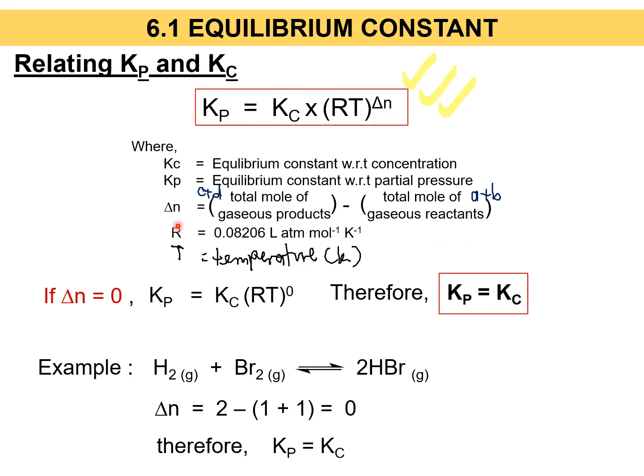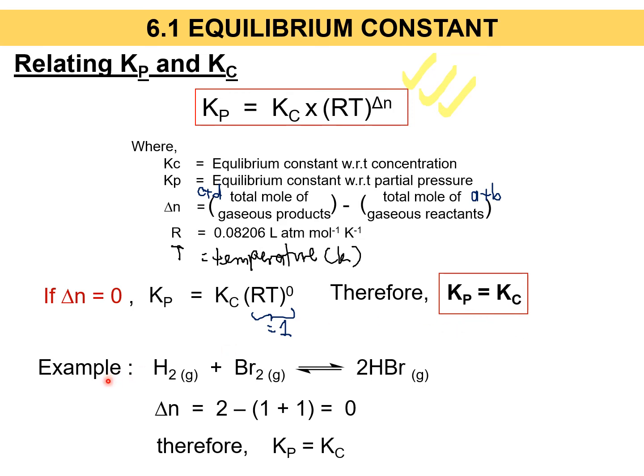Tapi kalau let's say dia punya delta N ni is equals to 0, so dia punya formula ni is gonna be Kp is equals to Kc times RT to the power of 0. You tahu kalau RT to the power of 0, anything yang to the power of 0 will be equals to 1. Mathematically, this one is equals to 1. Okay, so bila dia equals to 1, Kc kali 1 kan Kc. Therefore, if let's say delta N, dia punya total number of mole of gaseous product minus total of mole gaseous reactants ni is equals to 0, you will get Kp is equals to Kc. Okay, apa benda ni nanti adalah kegunaan di kemudian nanti ya.